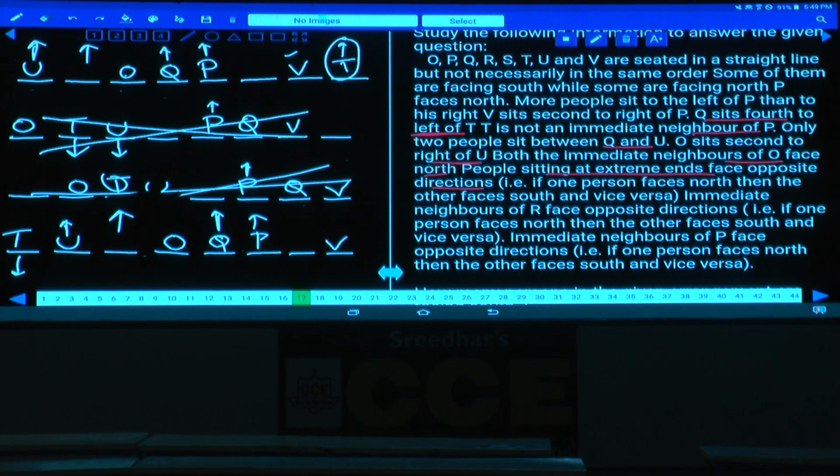Now the persons who are seated at the extreme ends are facing the same direction. This is also ruled out. Finally we are left with only one case. As T is facing south, V must be facing towards north. Then immediate neighbors of R face opposite direction.